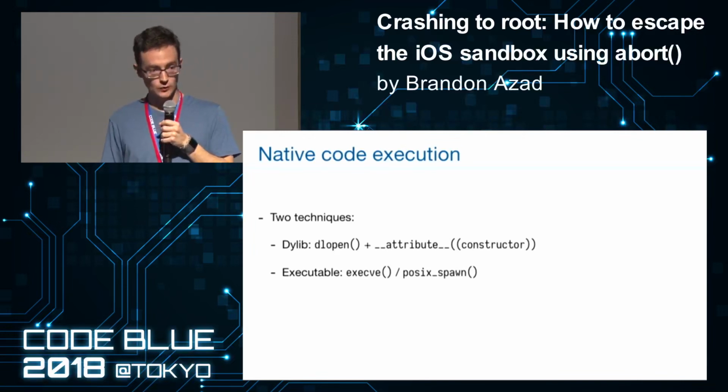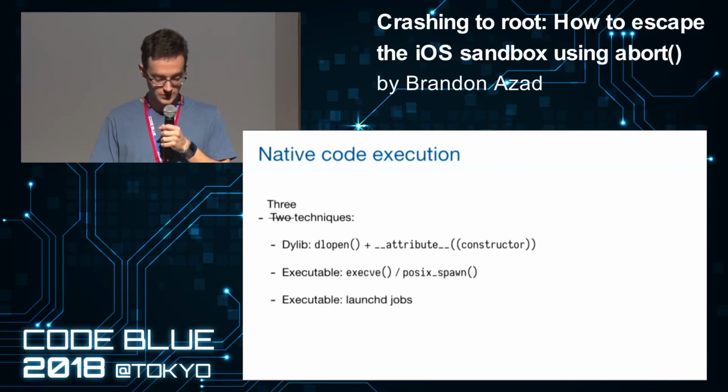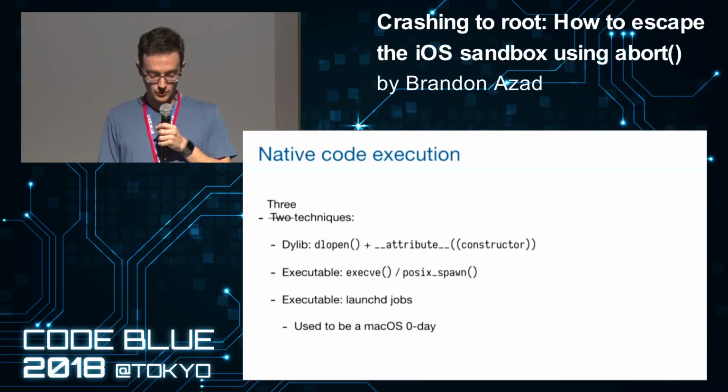Actually, though, while I was reversing launchd, I discovered a third technique for getting native code execution. And it's very similar to the posix_spawn technique, but it takes advantage of launchd jobs. However, at the time that I discovered this technique, it was closely related to a macOS 0-day, so I decided not to use it here.